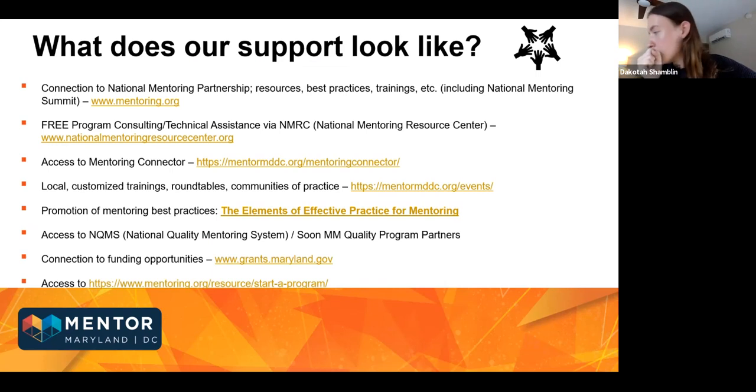the next slide. Sorry, I have a little bit of congestion. I went over this a little bit, but these are just some of our other resources that we've got up there. We have our technical assistance through the NMRC website, our Mentoring Connector. There's our events webpage. We also have the EEP. The NQMS is the quality assessment that I was talking about. There's also a link to funding opportunities, as well as if you're a new program or you're a person who's trying to start a program, there's a module on our Mentor National website that you can check out.